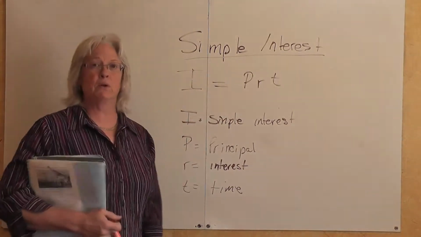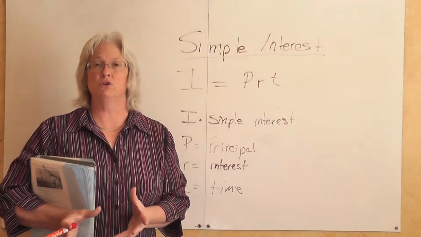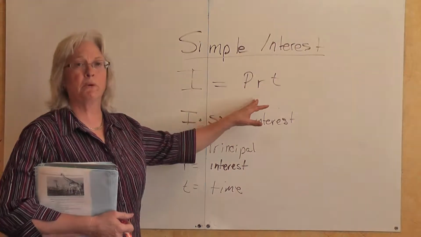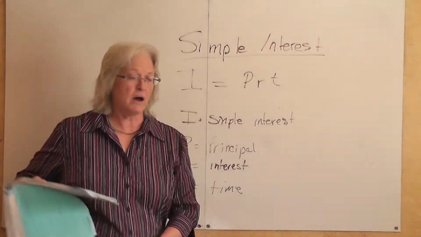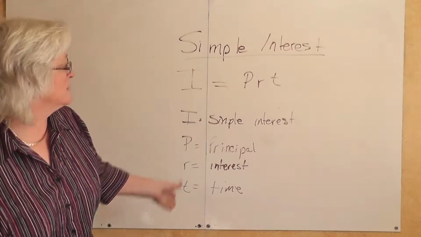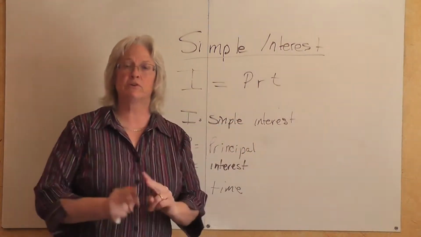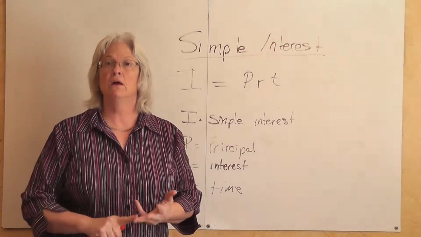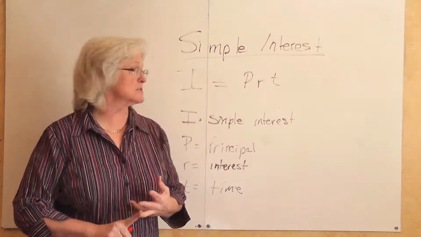I've already written out simple interest, and there's a formula that you use to calculate simple interest, and it's I is equal to PRT. And the I simply represents simple interest. There are two different types of interest in the financial world. You can have simple interest and you can have compound interest.